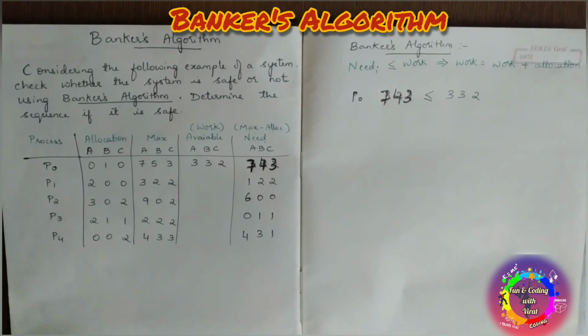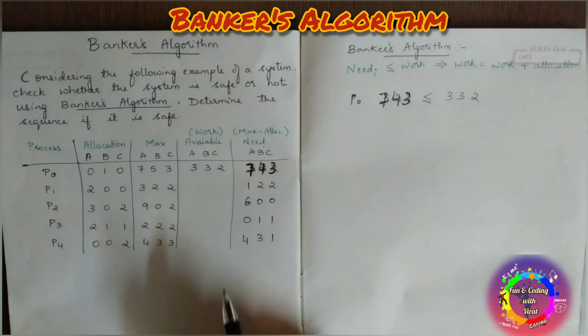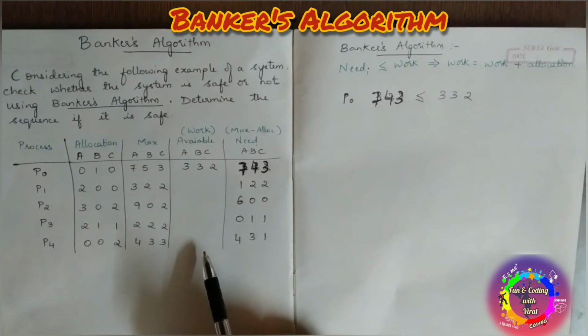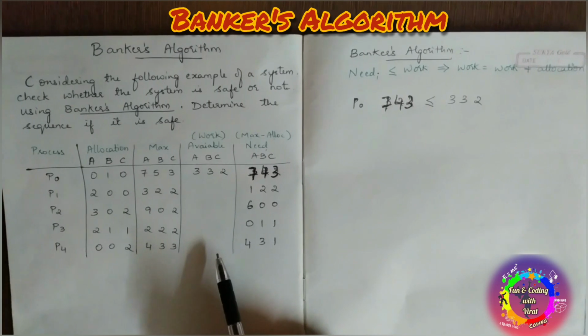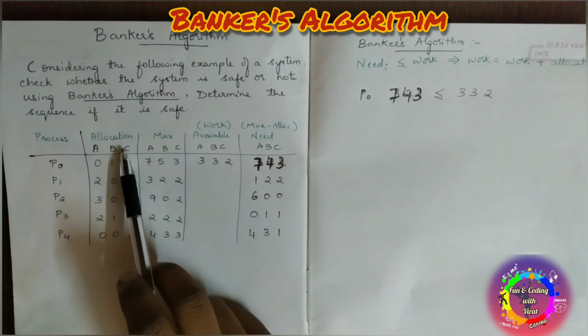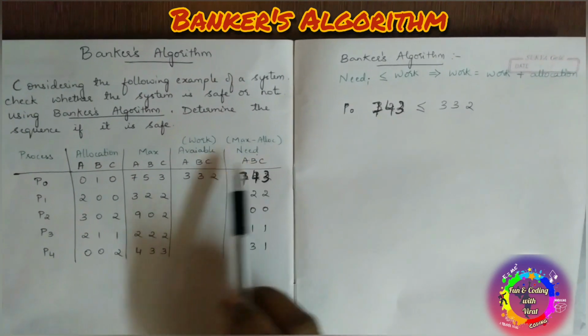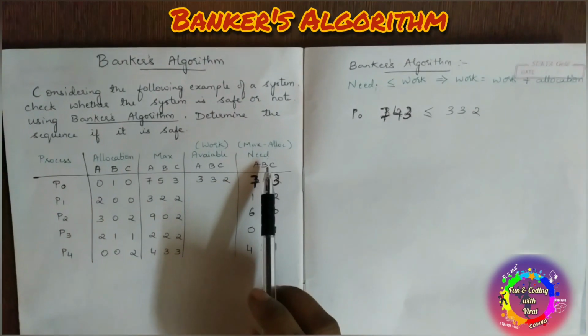Hello students, today I'll be explaining Banker's algorithm. Here I have taken one example to explain the concept. In this algorithm, I have taken all these terms: allocation, max, available, need. I have explained what all these terms mean.